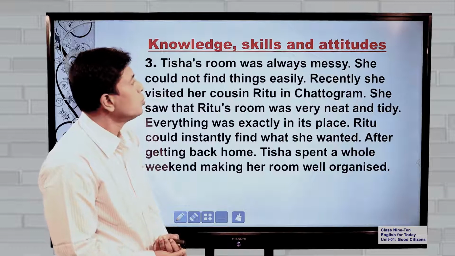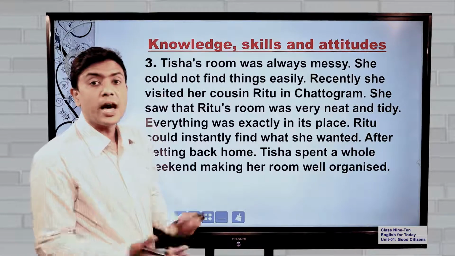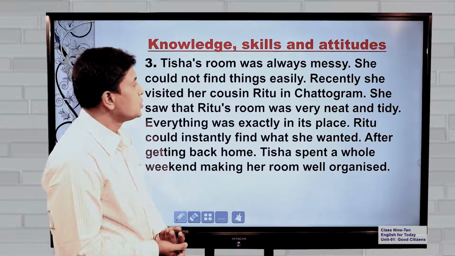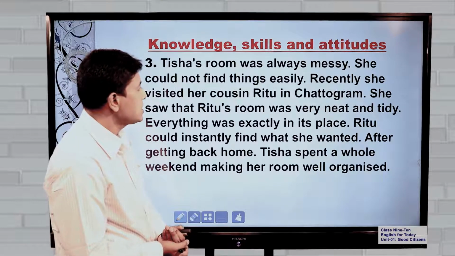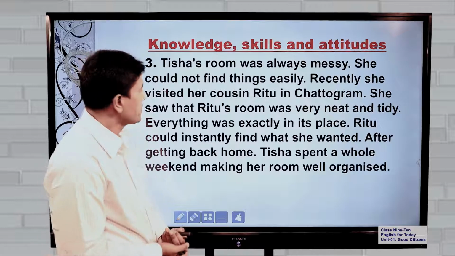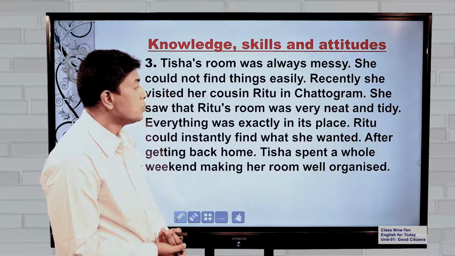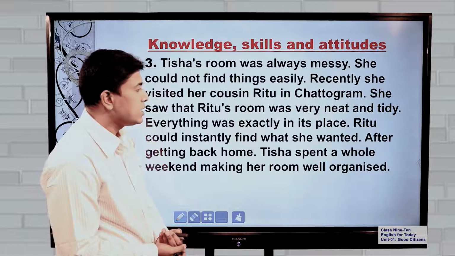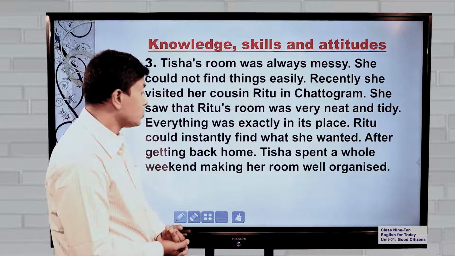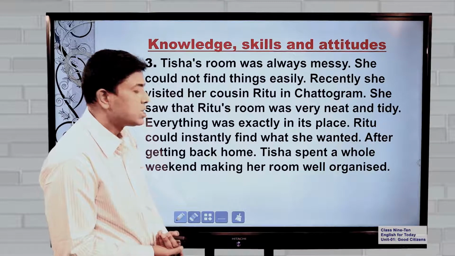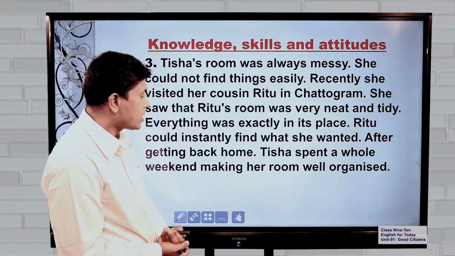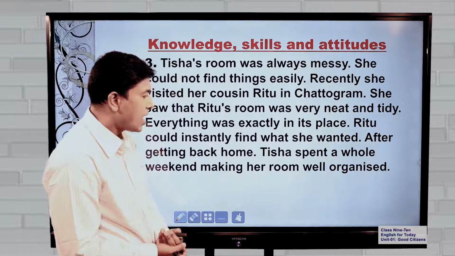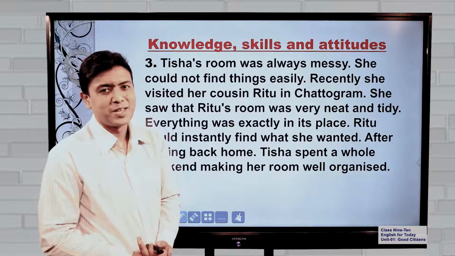More. Number 3. Tisha's room was always messy. It means unorganized. She could not find things easily. Recently, she visited her cousin Ritu in Chattogram. She saw that Ritu's room was very neat and tidy. Everything was exactly in its place. Ritu could instantly find what she wanted. After getting back home, Tisha spent a whole weekend making her room well organized. So what do you think?